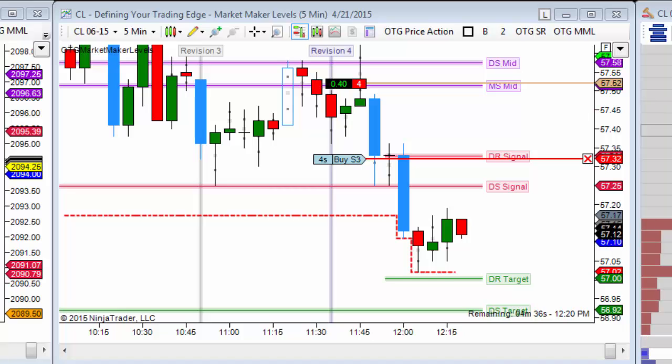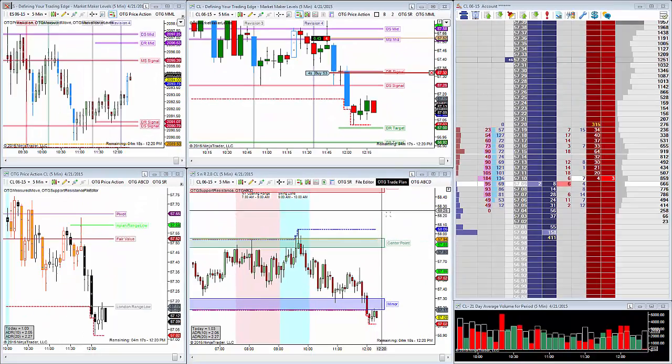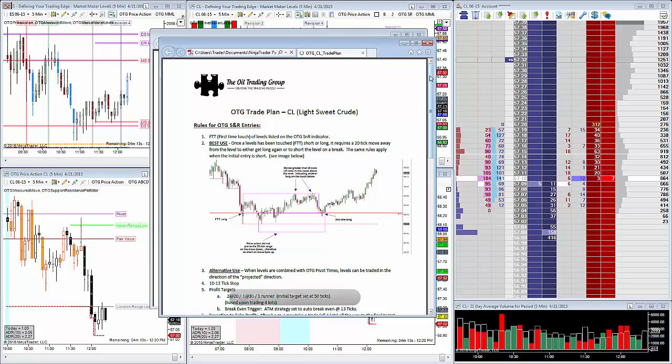178 orders hit the bid at 10. You had 178, not limit orders, you had 178 orders hit the bid at 10. $12.53 is the turning point, the next turning point. $12.53, that's according to your trade plan, right? That's according to your trade plan right here.